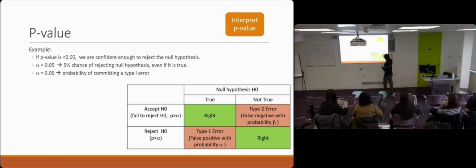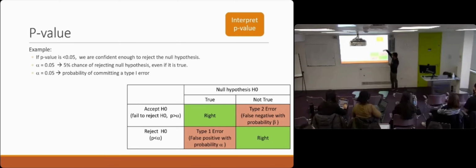So the true condition is that your null hypothesis is true. Your experiment says that you accept the null hypothesis. Your p-value is greater than alpha, and then you fail to reject the null hypothesis, or you accept the null hypothesis. That's fine. That's good enough, right? Another case, the null hypothesis is not true, and you reject it. Your p-value is less than alpha, and you reject it. You are good to go, right? We are still not making any error.